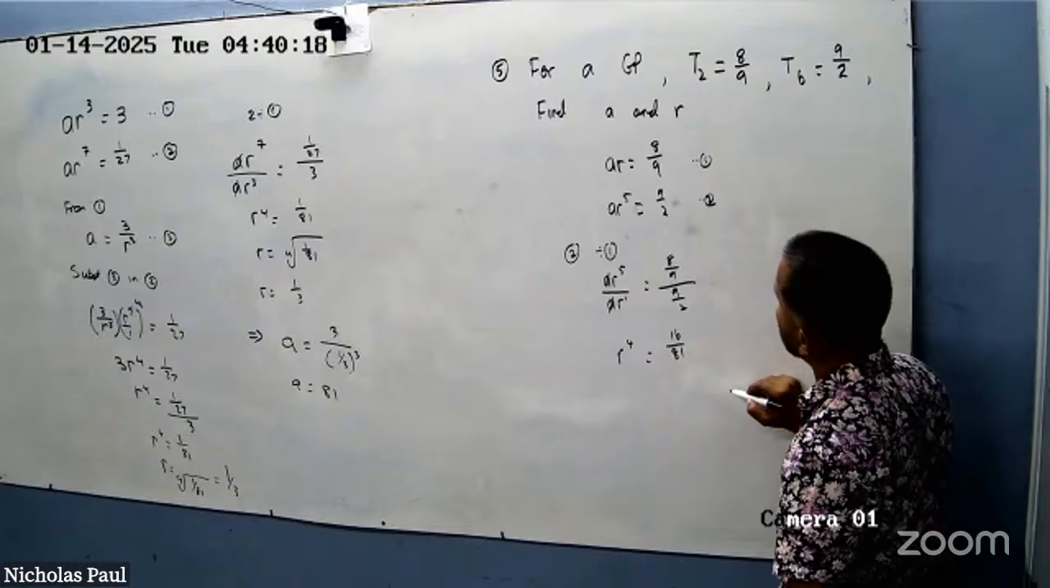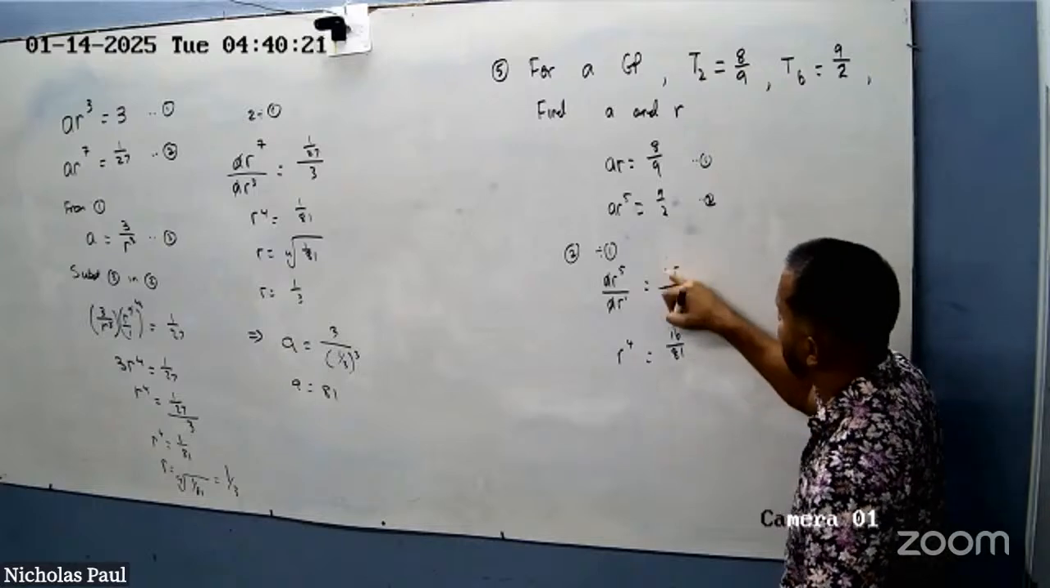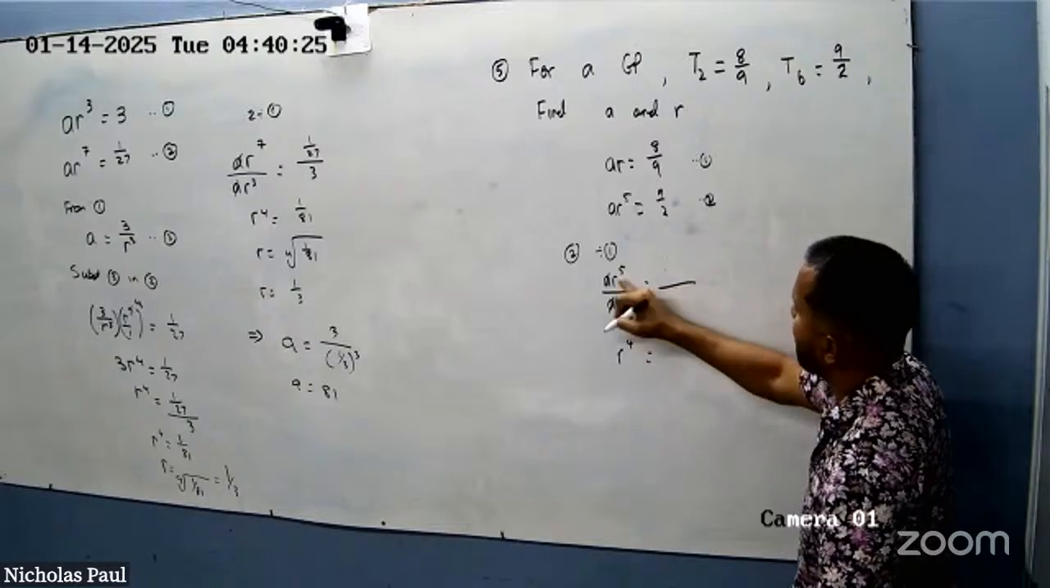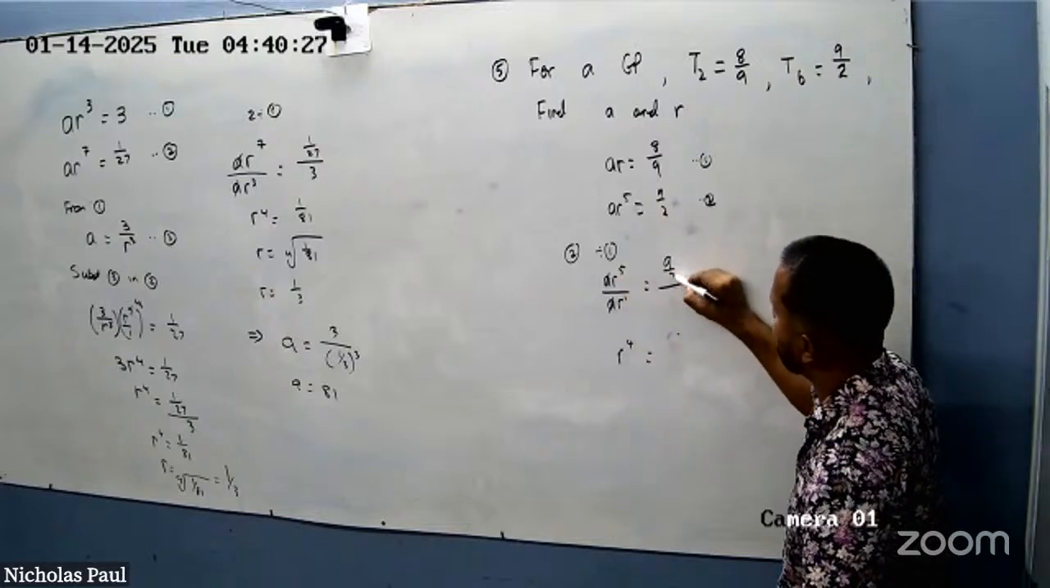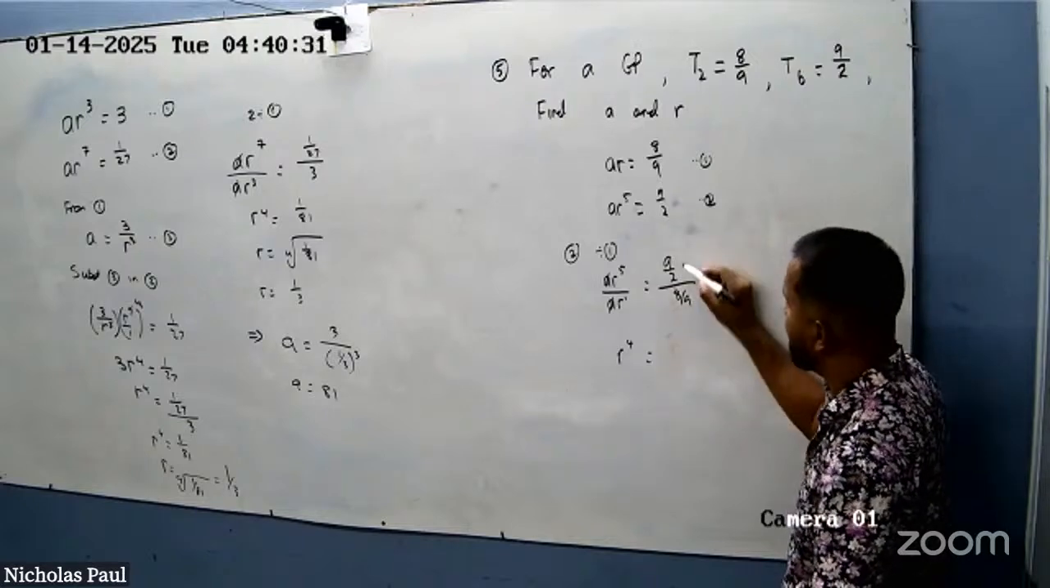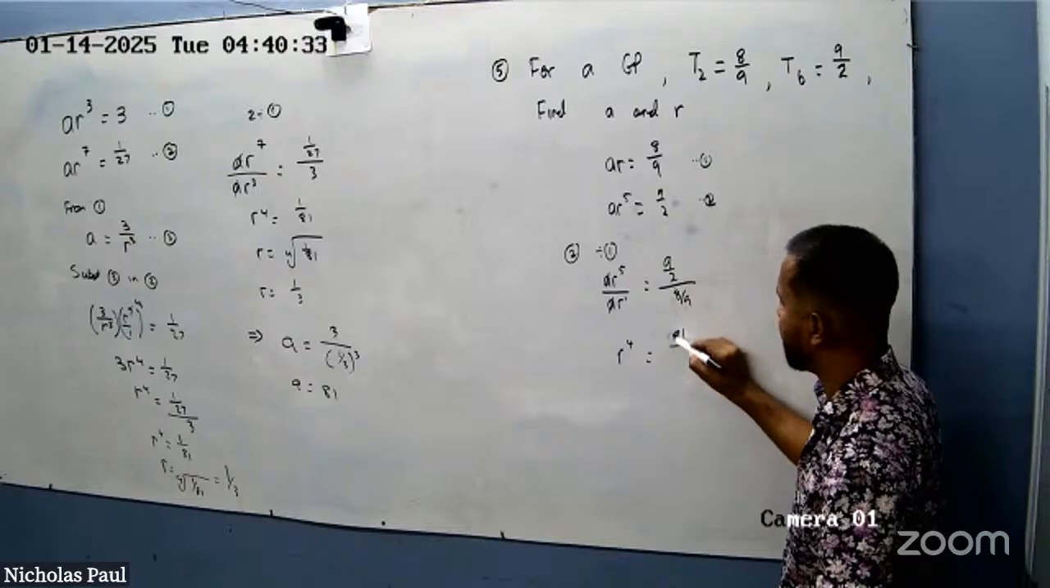All right, something upside down. Sorry, I write it upside down. a r to the 5 is 9 on 2 here, and here is 8 on 9. Right? So when you flip it, you'll get 81 on 16.